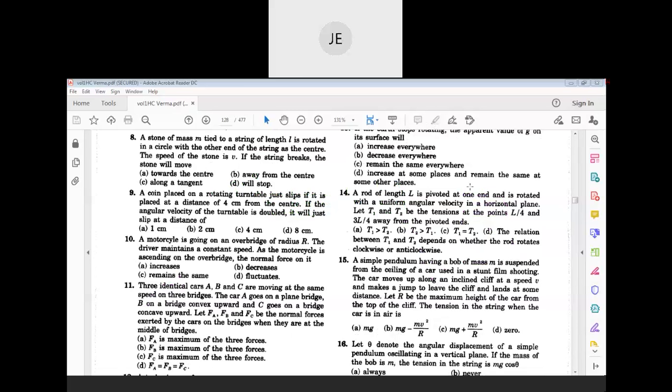It continues its direction along the tangent, not away from the center or towards the center. Because along the tangent, its velocity direction is there. So that's why when the string is cut, it maintains its velocity direction.